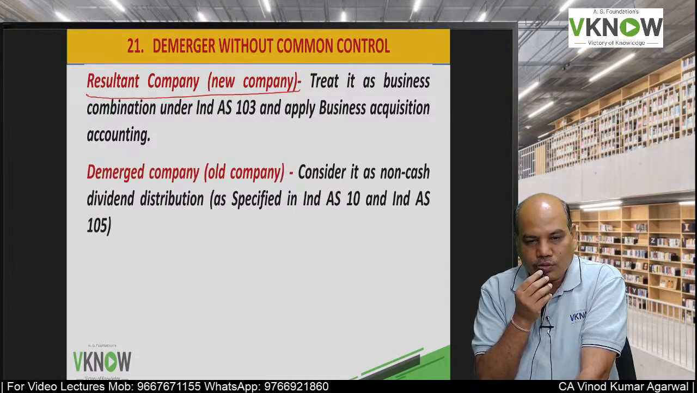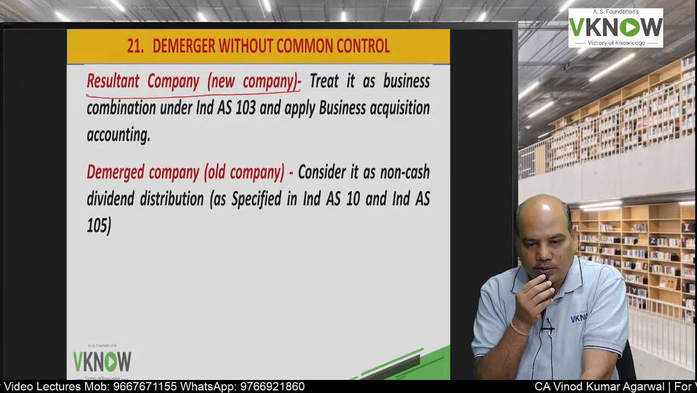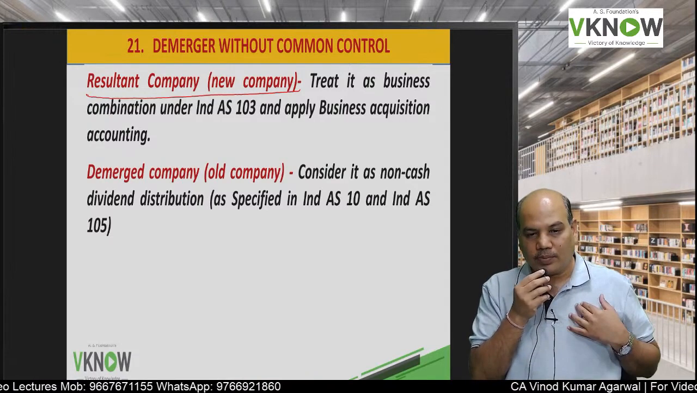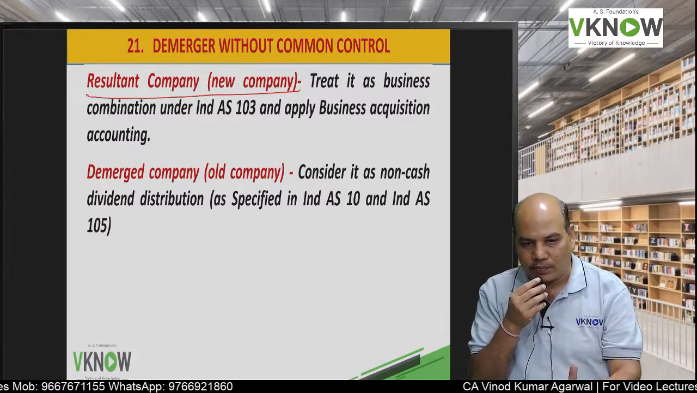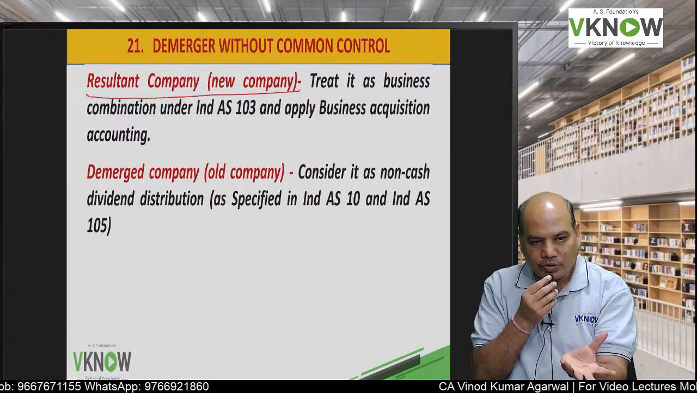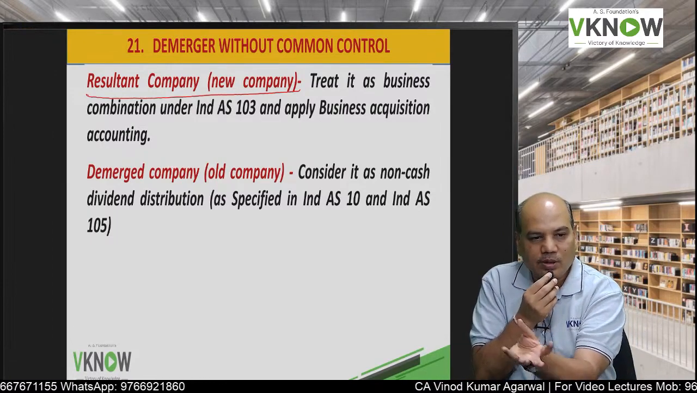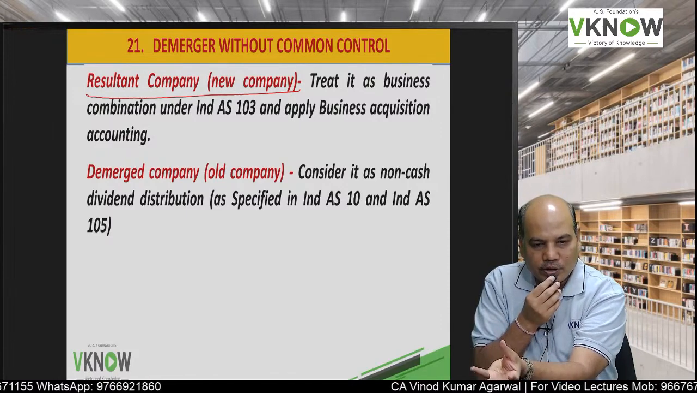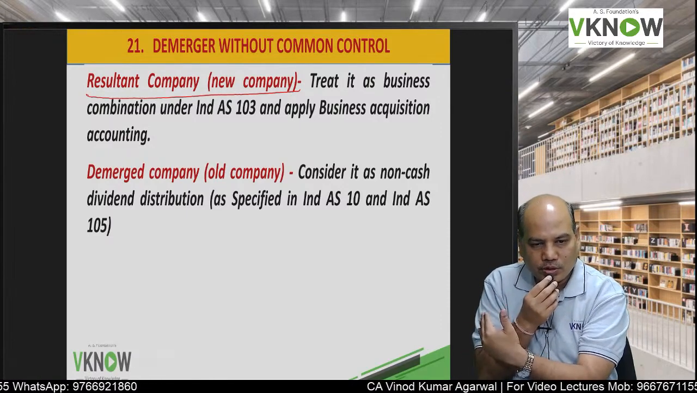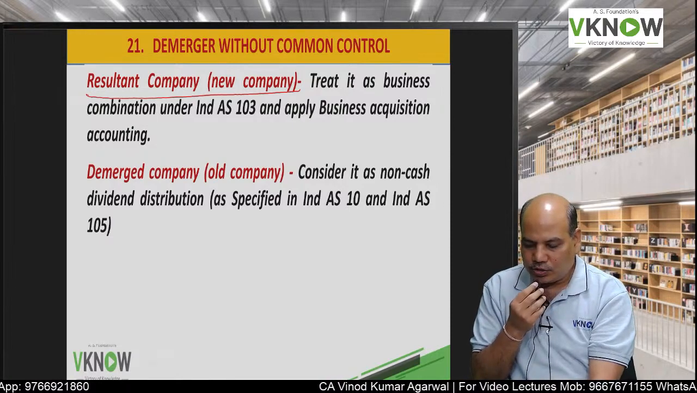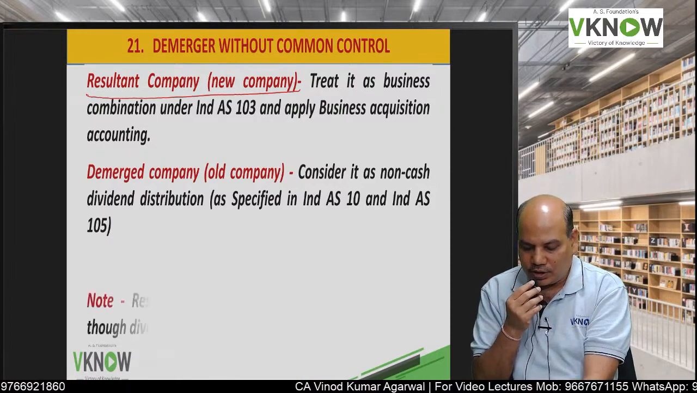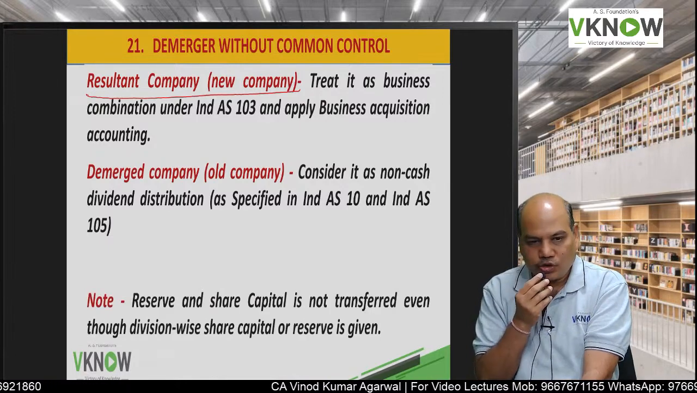Sometimes they will ask you to pass an entry in the books of the old company also. The old company will treat it like a dividend distribution to its shareholders, because the old company is transferring assets and liabilities to the resultant company, which is issuing shares to the shareholders. So the old company will treat it like a dividend distribution as given in Ind AS 10 and Ind AS 105.